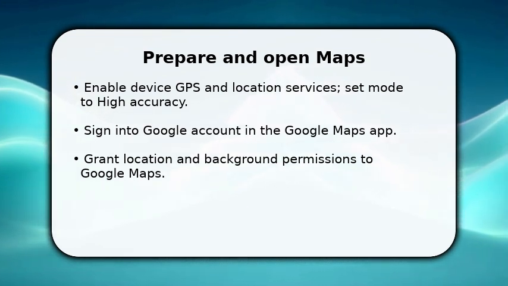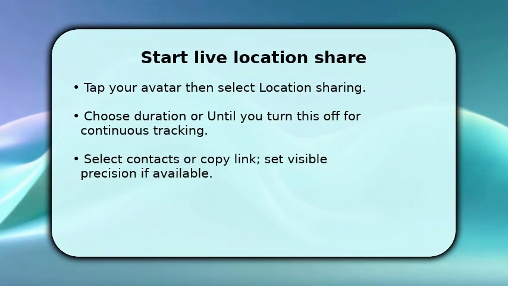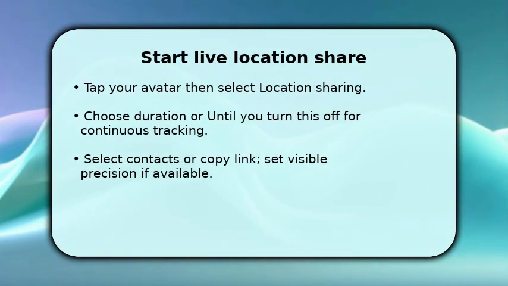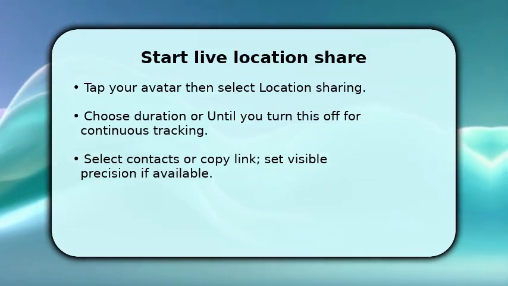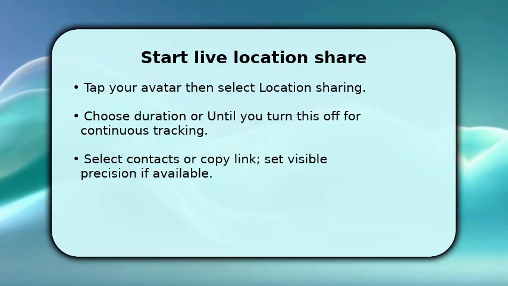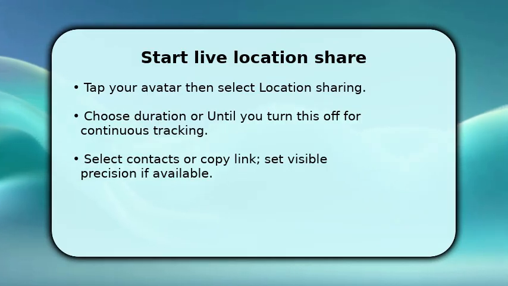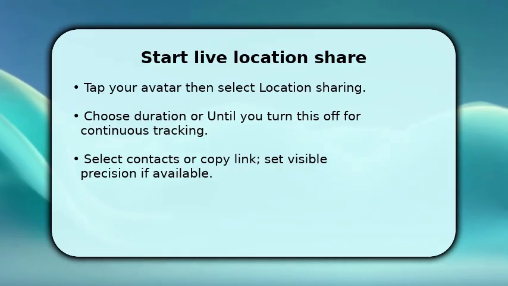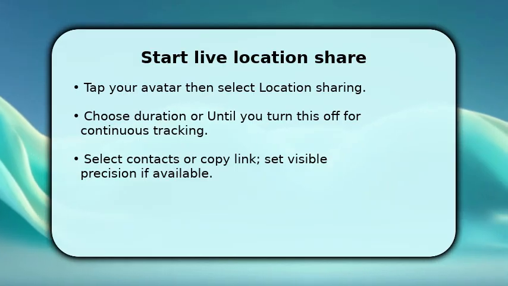You now initiate live location sharing. Tap your profile avatar in the top corner, choose Location Sharing, and pick a recipient, either a saved contact or generate a shareable link. Select a time limit or choose until you turn this off for ongoing tracking. Shorter durations improve privacy. Make sure you select the desired accuracy. Some devices let you prioritize precise location. Once the recipient accepts the link or opens it, their Maps view will show your live location.